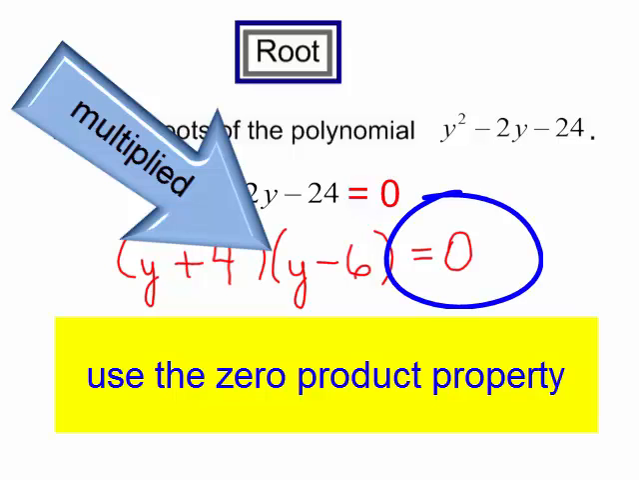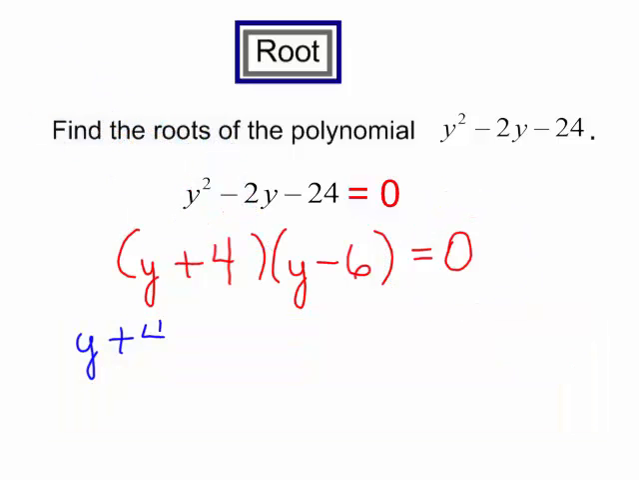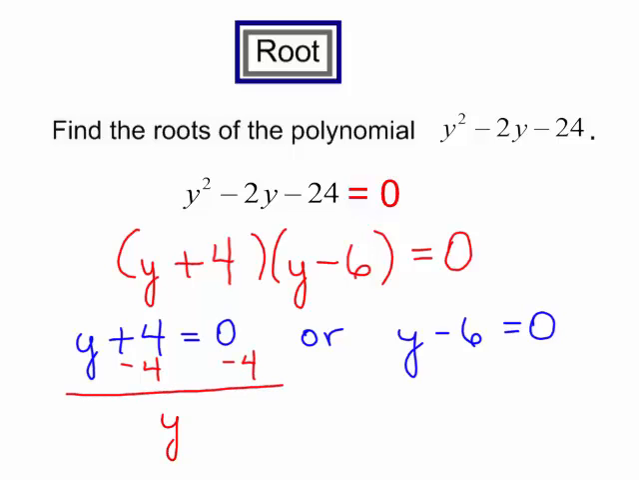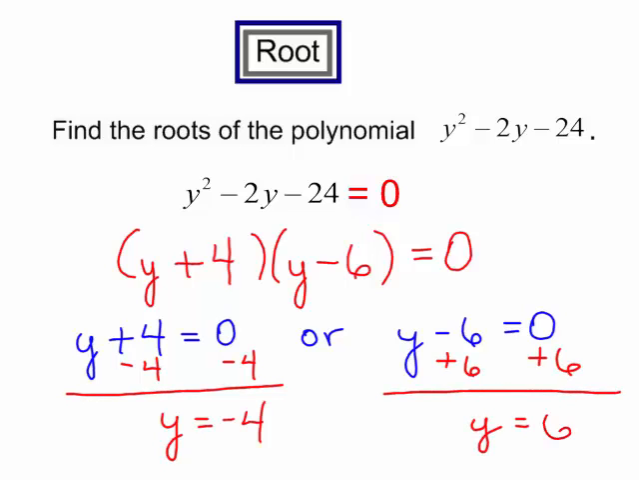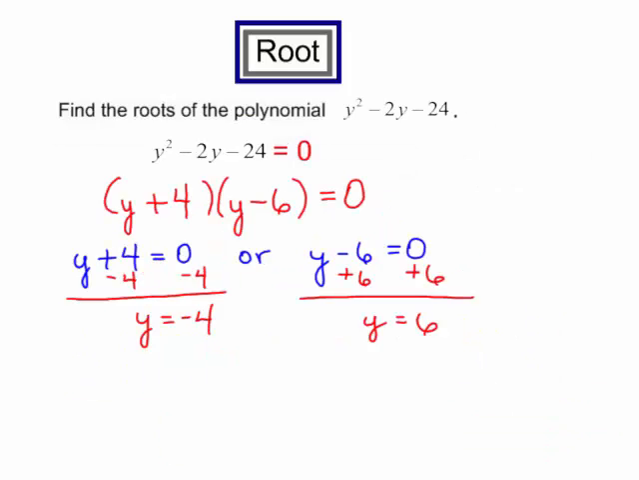I am multiplying two things, in this case a binomial times a binomial. I tell you they're equal to 0. So what do you know? You know that at least one of those must equal 0. So y plus 4 may equal 0, or y minus 6 equals 0. I have two linear equations here that I will quickly solve. So y will equal -4, or y will equal 6. The roots of this polynomial are -4 and 6.